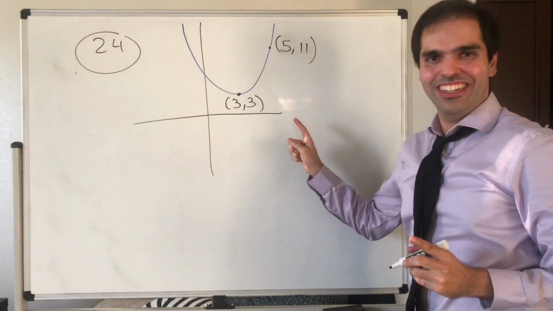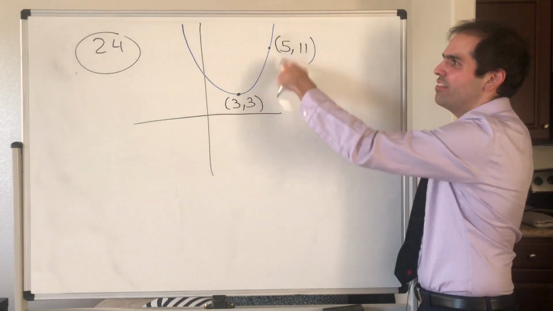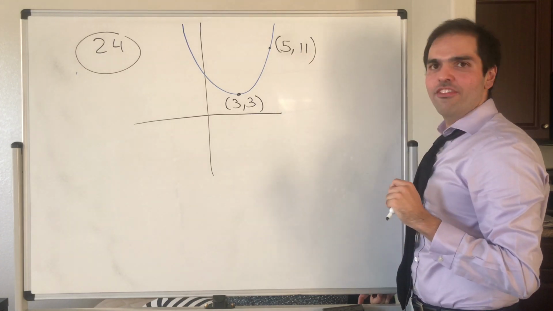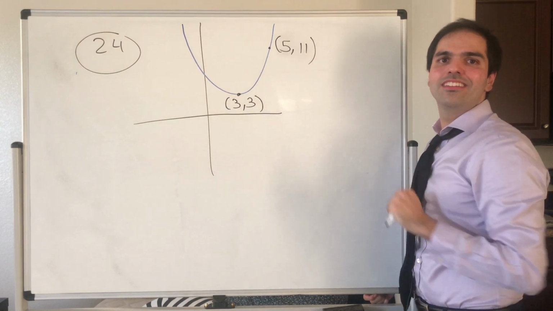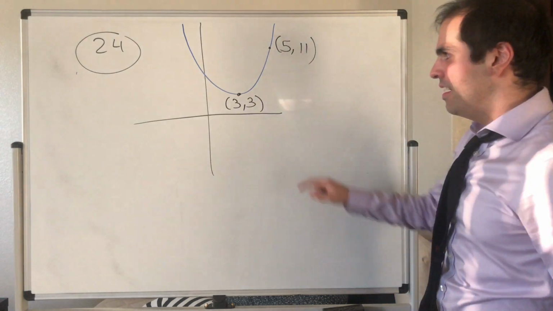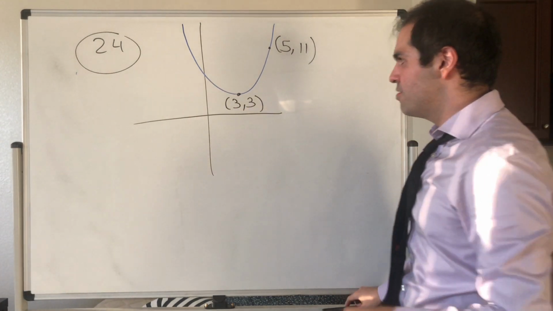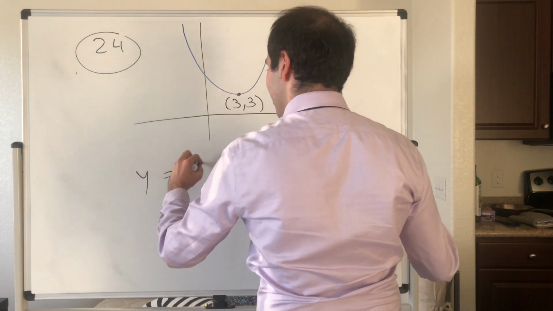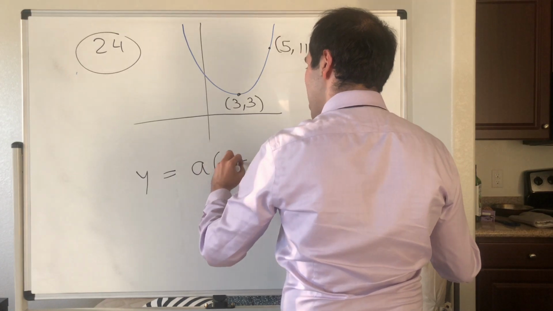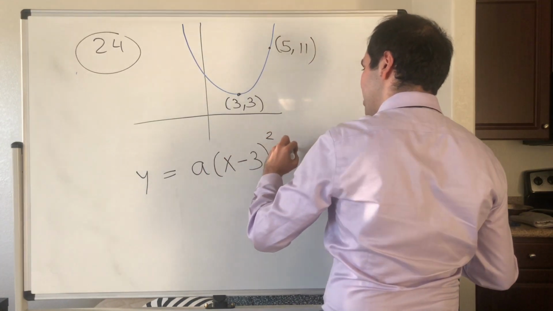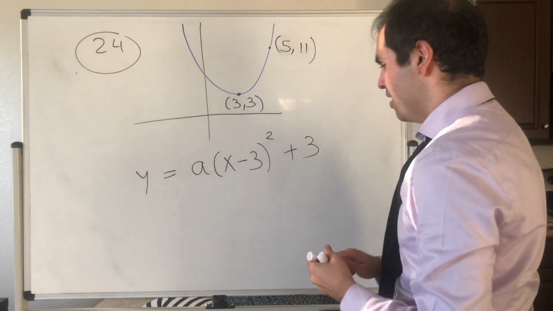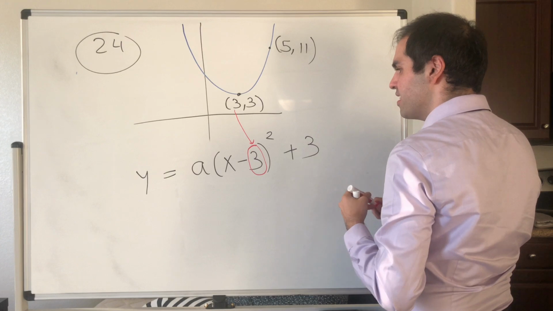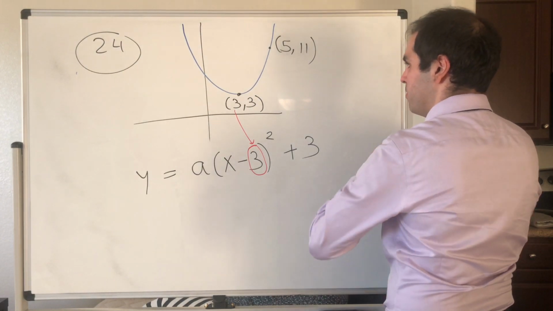All right, next question. Quite a lot of fun. So suppose you have this parabola with vertex minus 3, 3, and that goes through 5, 11. The question is, what is the equation of this parabola? Now, because we know the vertex is minus 3, 3, we already know that the equation is of the form y equals a times x minus 3 squared plus 3. Because again, this gives us the x-coordinate of the vertex, and this gives us the y-coordinate of the vertex.